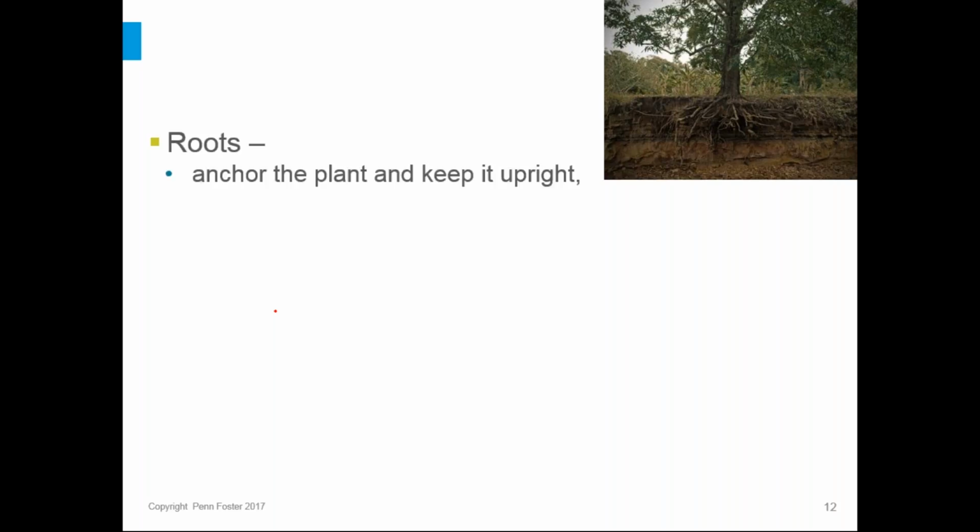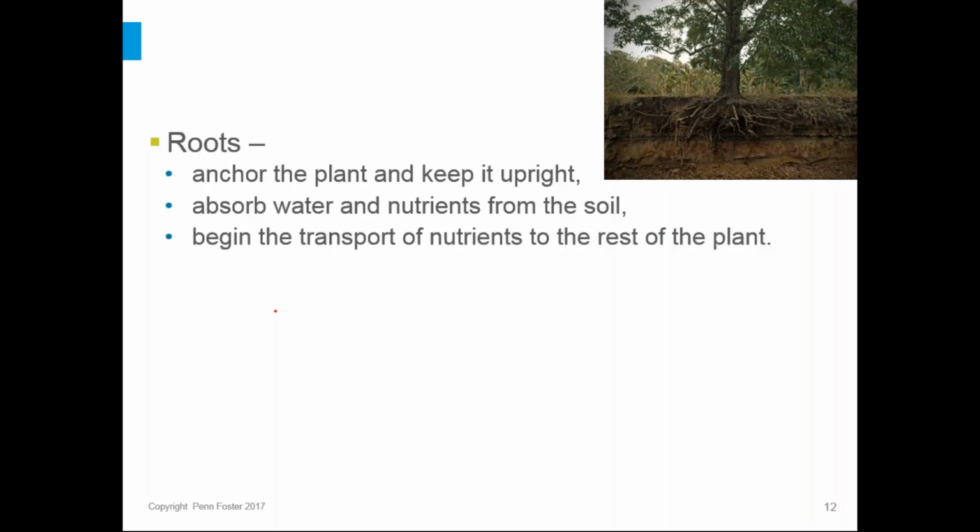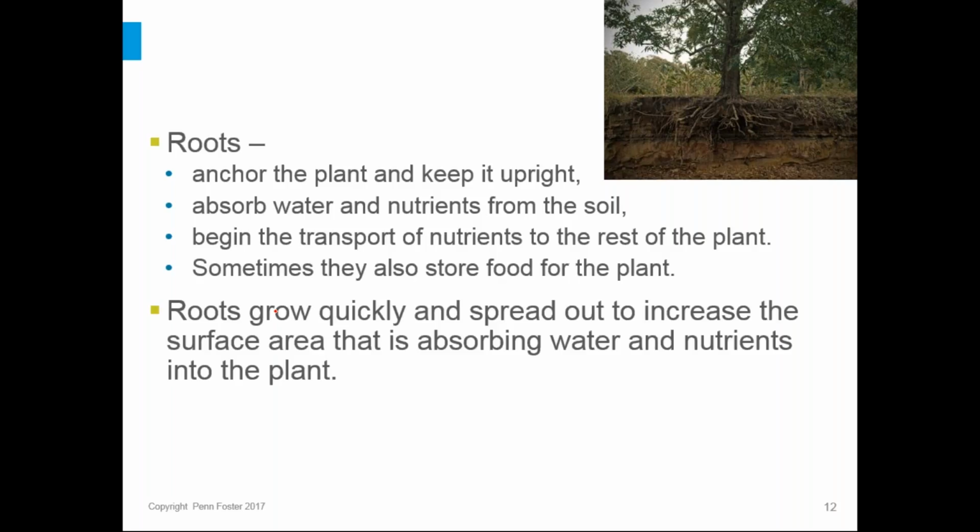And roots have several jobs. They anchor the plant and keep it upright. They absorb water and nutrients from the soil. They begin the transport of those nutrients into the rest of the plant. And sometimes they also store food for the plant. Roots grow quickly and spread out to increase the surface area that's absorbing water and nutrients into the plant. So as the plant grows, it needs more water and it needs more nutrients. So the roots have to grow so that they can take in more water and nutrients.